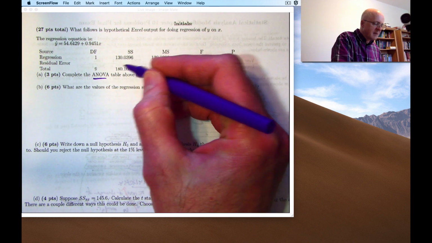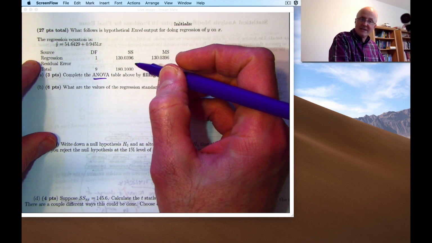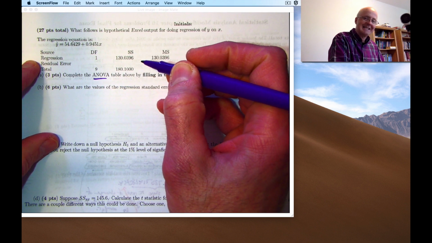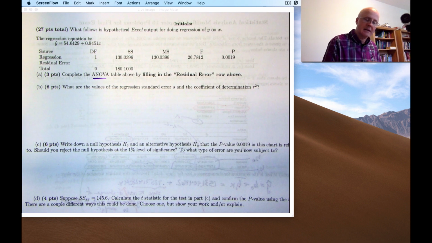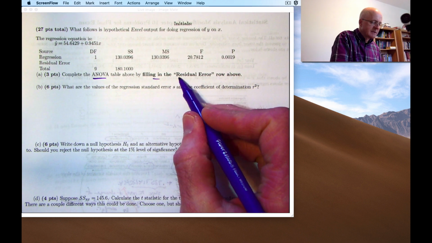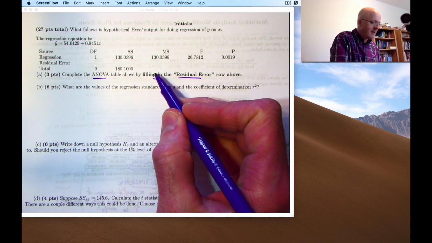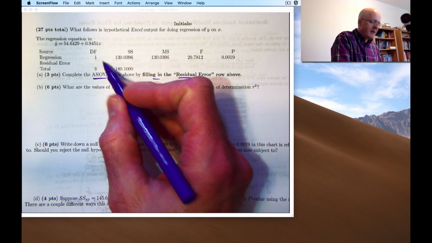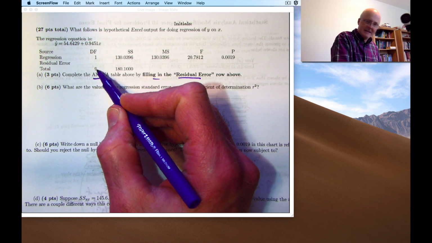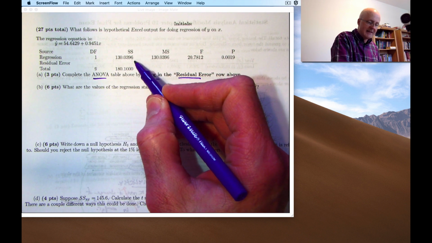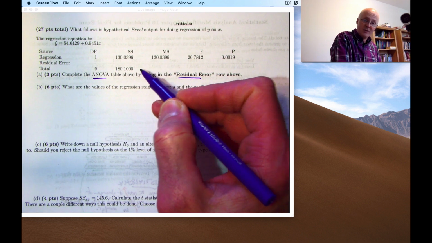And then there's a missing number in here, an SS that goes with residual error. SSE, I said that was called in the video yesterday, lecture 17. Again, that has a link in the description. We need to fill in the rest of this table, filling in this residual error row. The numbers that go here and here are numbers such that when I add this and this, I get this, and such that when I add this and this, I get this. Okay, so that's pretty easy.